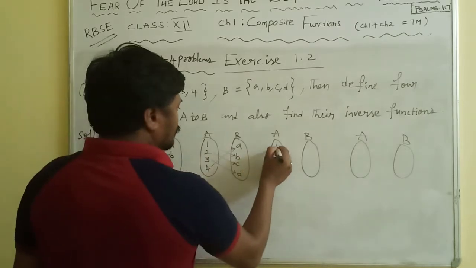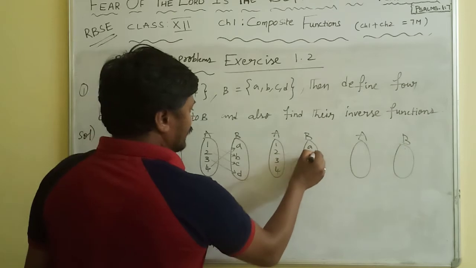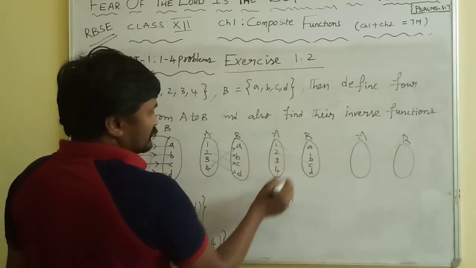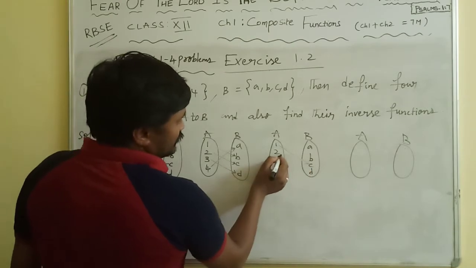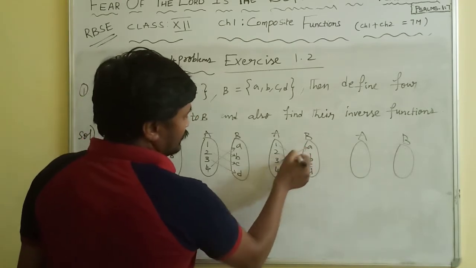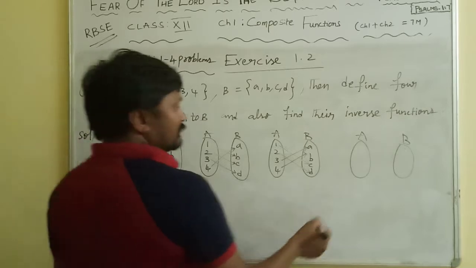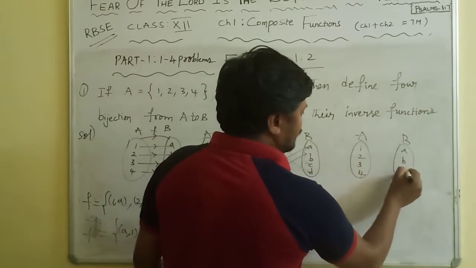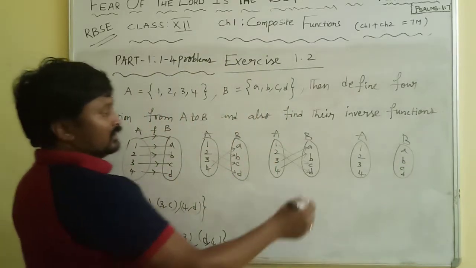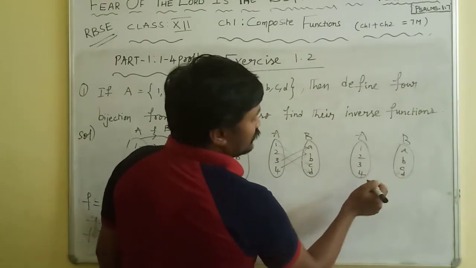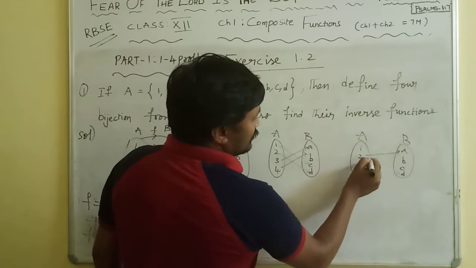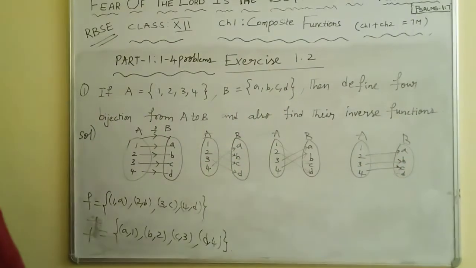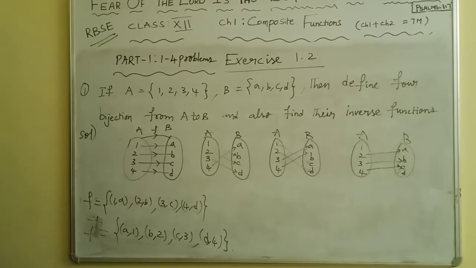Same method now: 1, 2, 3, 4 and A, B, C, D. So 1 to C, and next I can write 2 to D, 3 to A, 4 to B. Same method, one more also: 1, 2, 3, 4 and A, B, C, D. Now check carefully here. First I'll keep 1 to D, next 2 to A, then 3 to B, 4 to C. So now you have got all the functions. In the same manner, you can find F inverse also.